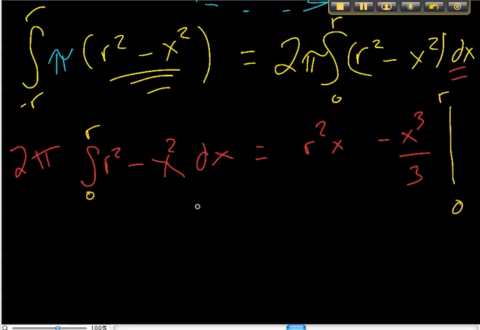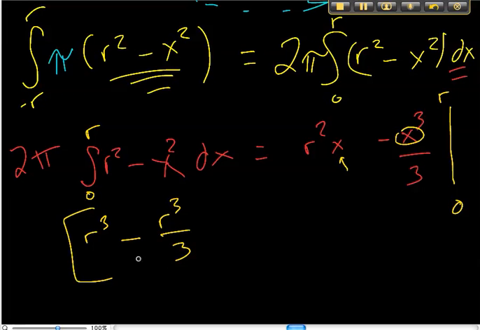Okay, so what does that become? Well, if I plug in an r there, I get r squared times r, so I get r cubed. And I plug in an r here, I get minus, and I plug in an r for this x, I get, again, r cubed, but it's over 3. All of this times 2 pi.